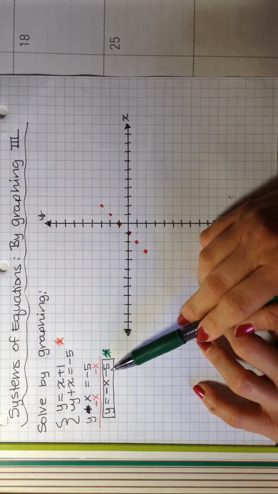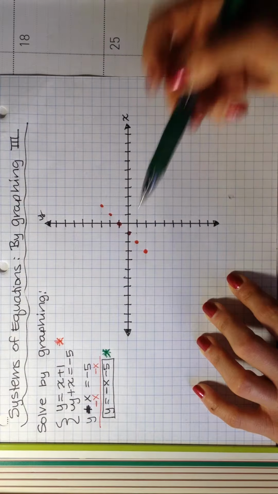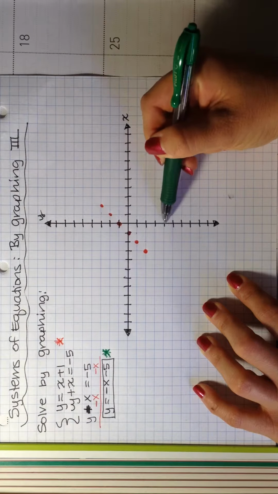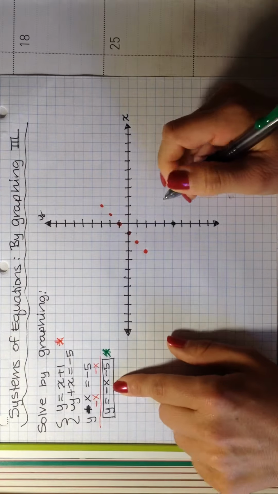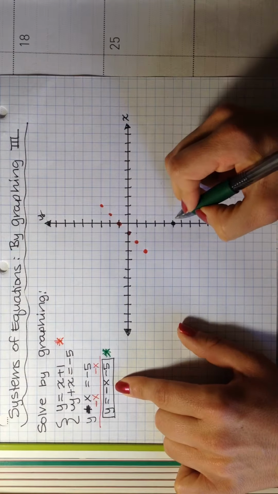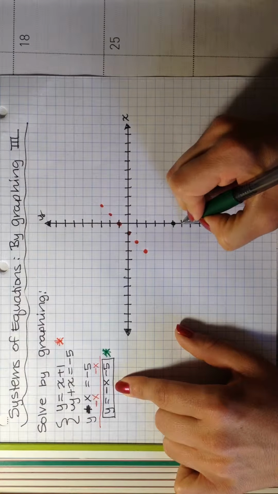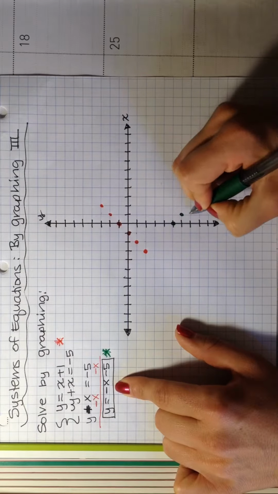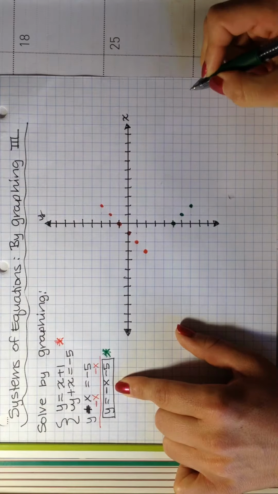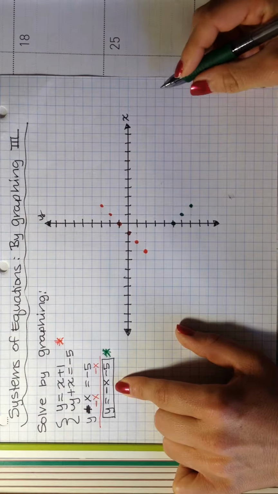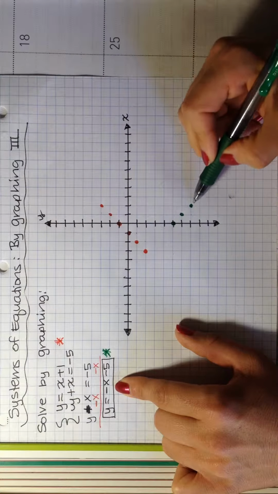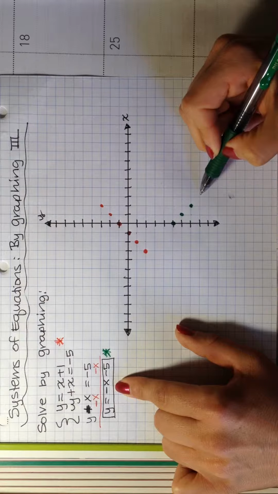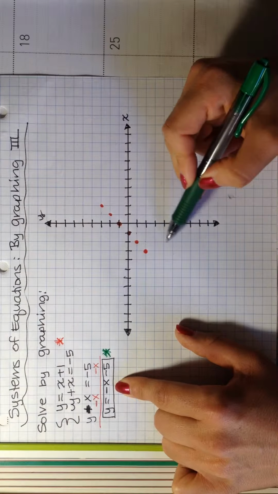The y-intercept is (0, -5). 1, 2, 3, 4, 5, right here. The slope is -1, which, from what we've done before, would be down 1, right 1. Down 1, right 1. You can tell that the lines are going to intersect somewhere here. If I keep going down 1, right 1, I will not get points on this side of the graph.